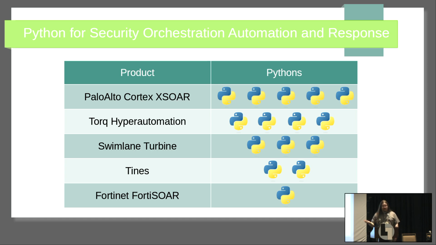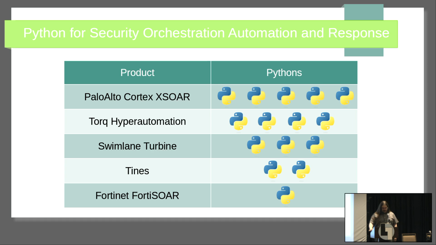So the aforementioned Cortex XSOAR is rated 5 Pythons, because it's used extensively throughout the platform, including for playbooks, content packs, integrations, and so much more. Basically, every part of Cortex has a custom Python integration possibility. You can literally do anything in it. So that is one of the most expensive, but also one of the most powerful tools.